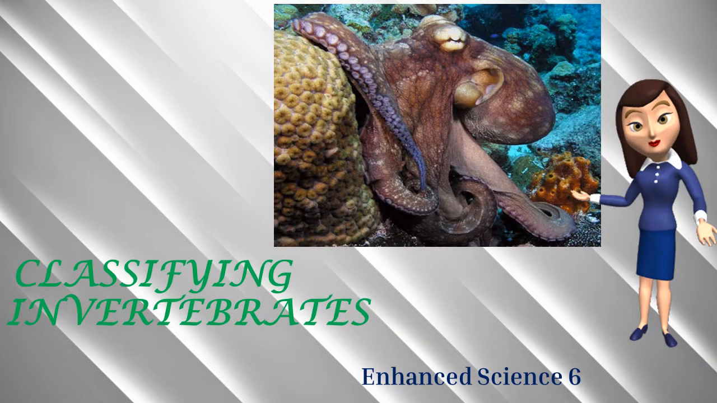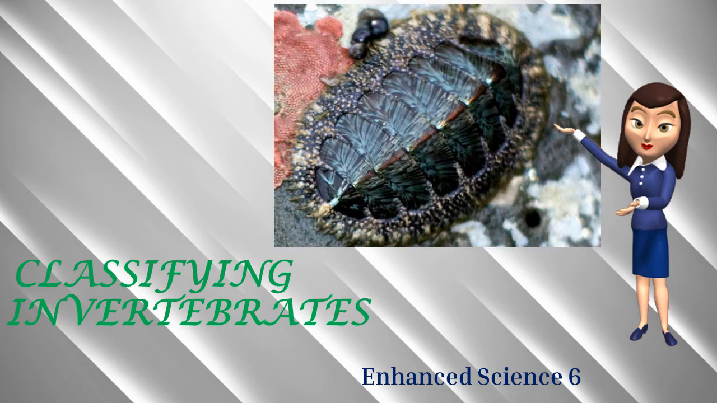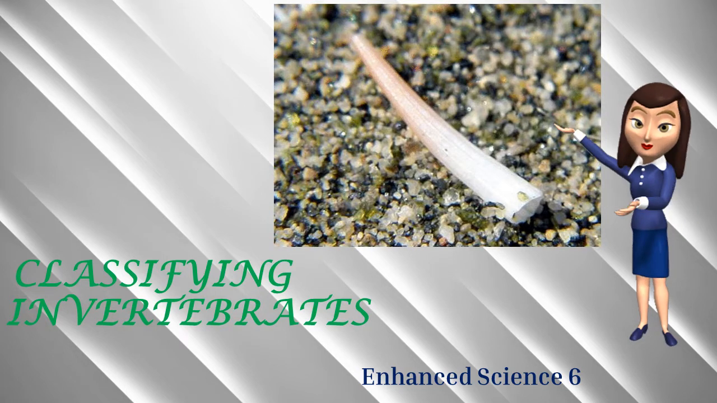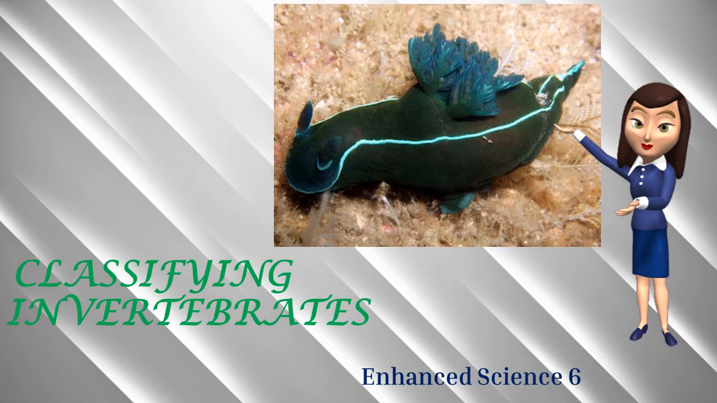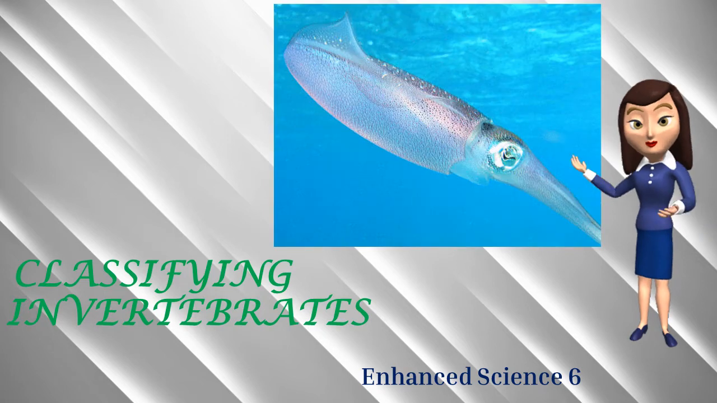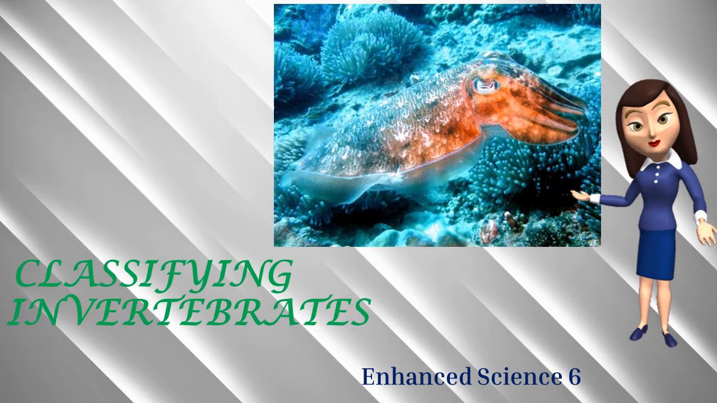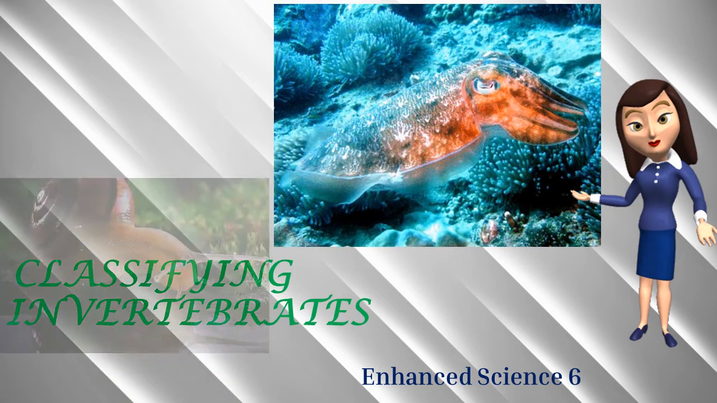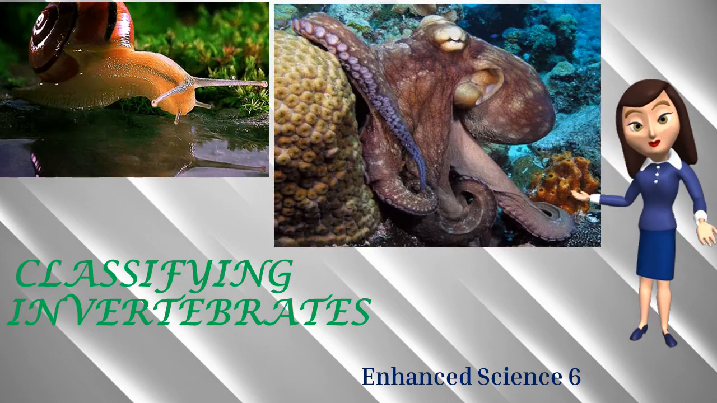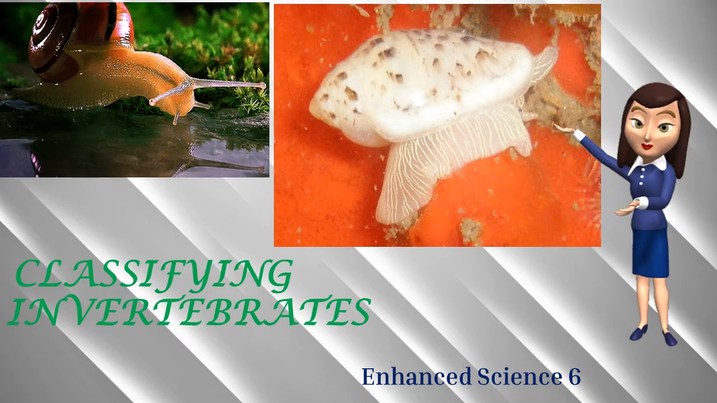More than 98% of the animals on Earth are invertebrates. Invertebrates are animals that do not have backbones or vertebral columns. They live in a diversity of environments, from unbearably hot deserts to intolerably cold polar regions. In this video, you will be learning about the classifications of invertebrates and their characteristics.